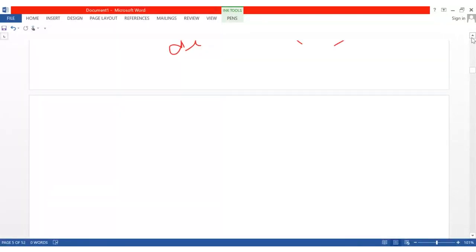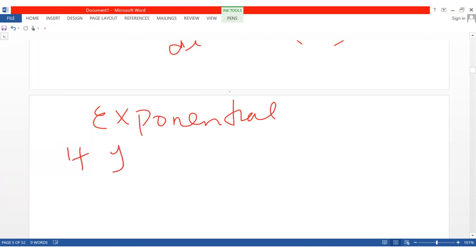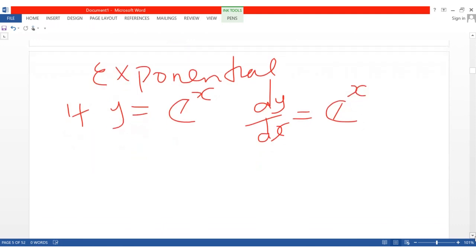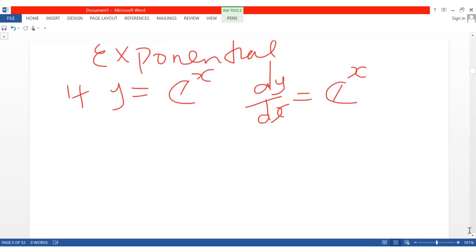Let me go to exponential. On the table that I've given you for the exponential function, if y is equal to exponential x, when you differentiate, dy over dx, you'll still get exponential x. So when you differentiate an exponential function, you still get an exponential function. That is from the table. So we do an example now.